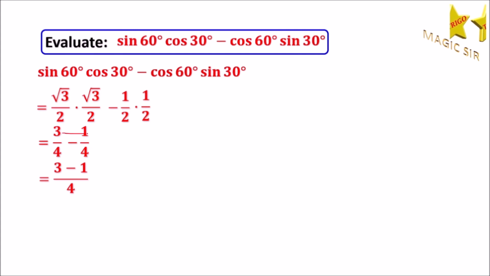It is equal to 3 minus 1 upon 4, which is equal to 2 by 4. By simplifying, we get 2 into 2 equal to 4, so it is equal to 1 upon 2. Therefore, sin 60 degrees into cos 30 degrees minus cos 60 degrees into sin 30 degrees is equal to 1 upon 2.